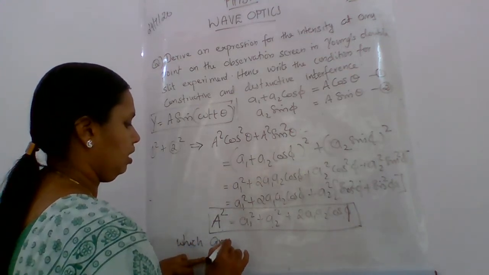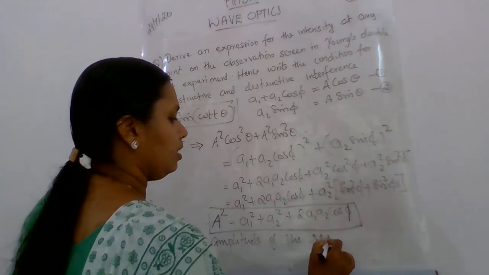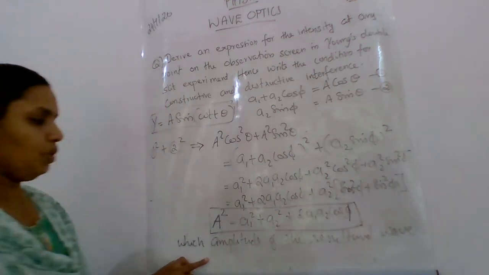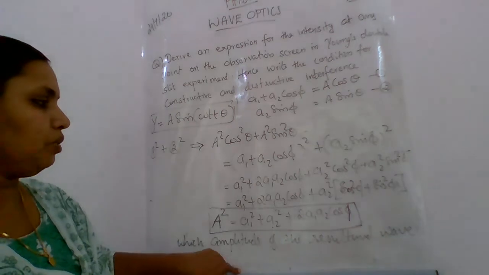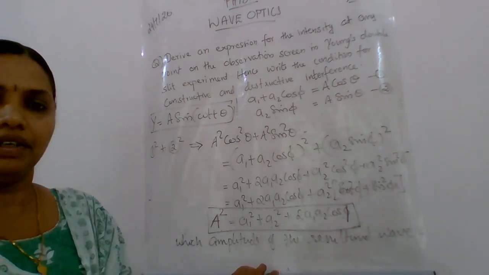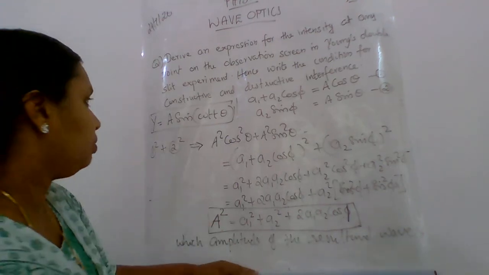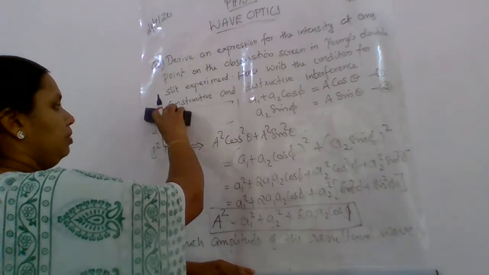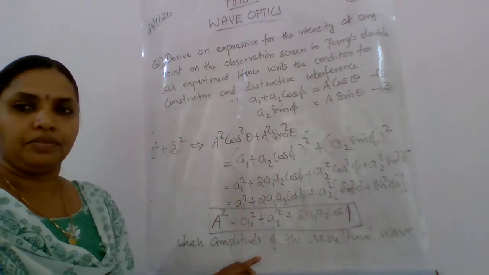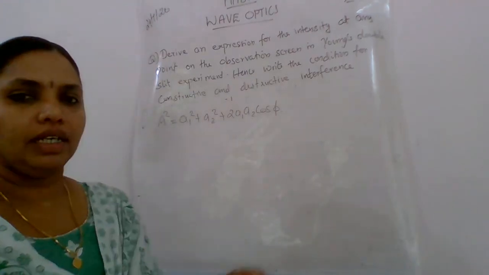amplitude of the resultant wave. Okay, A square is equal to A1 square plus A2 square plus 2A1 A2 cos phi, which is the amplitude of the resultant wave. Okay, so continuously you can write. No need of writing this from this. So this equation you have to study. So we got the amplitude.